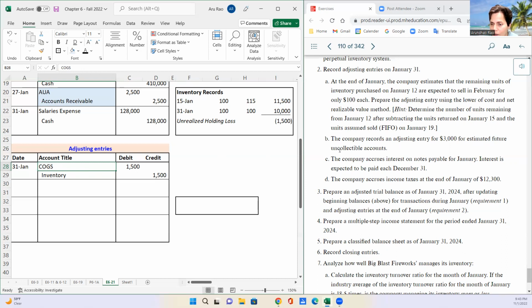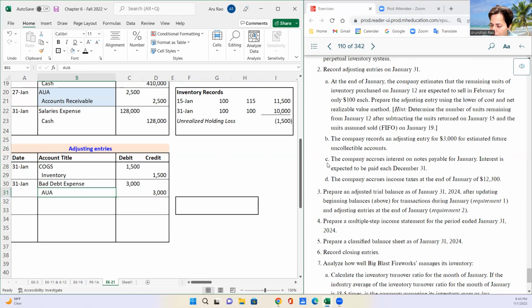The second piece of information tells me that the company is going to record an adjusting entry of $3,000 for estimated future uncollectibles. So again, this is a fairly straightforward journal entry, and they've given me the dollar amount: bad debt expense debit, allowance for uncollectible accounts credit, and that's $3,000. I was given that number, $3,000.